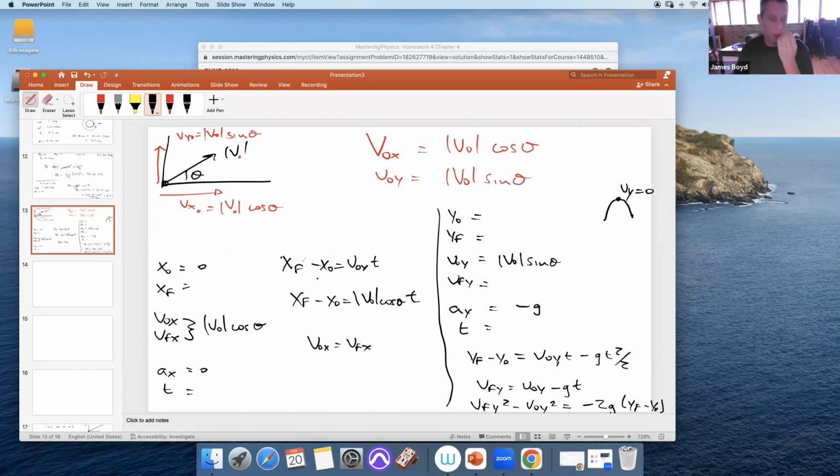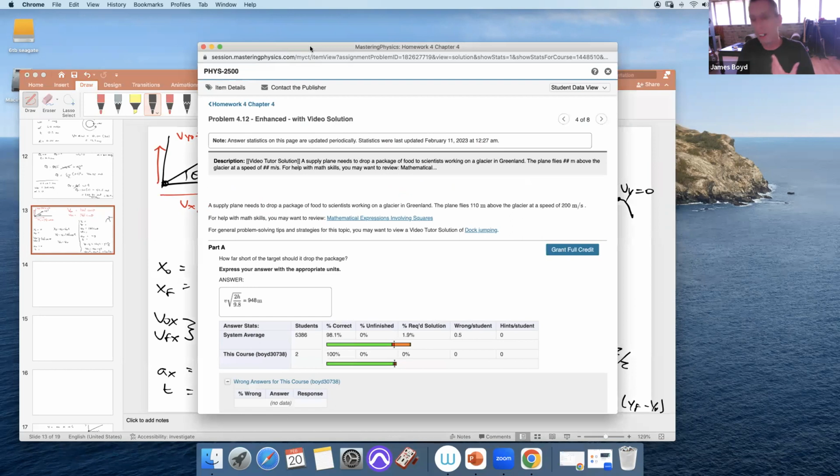So we have 2 equations in the x and 3 equations in the y. We have no acceleration in the x. We have negative g in the y. We always start with 0. Basically, we start measuring x from wherever we start. But y, we might be at a different initial height. And so that's it. If you were in class on Friday, you already saw how this worked.